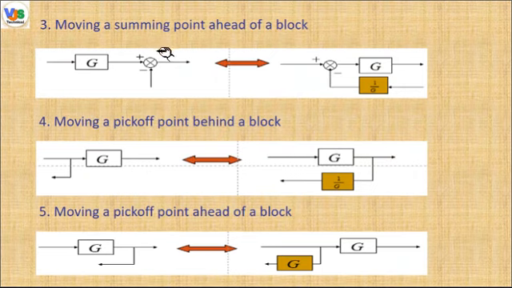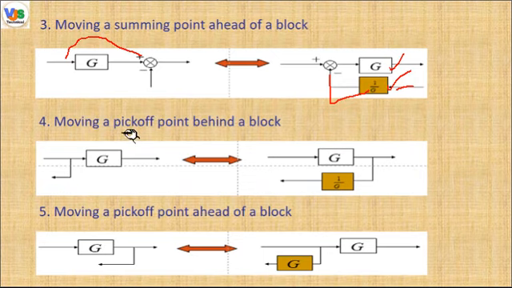Then when we have to move the summing point ahead, we have to take the reciprocal of this gain and add it into the moving path. So this is the moving path, and in that moving path we just have to take the reciprocal of the gain and add it.